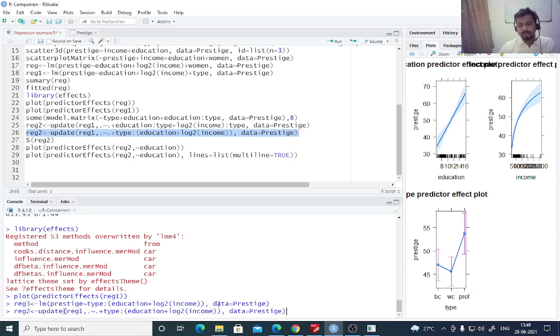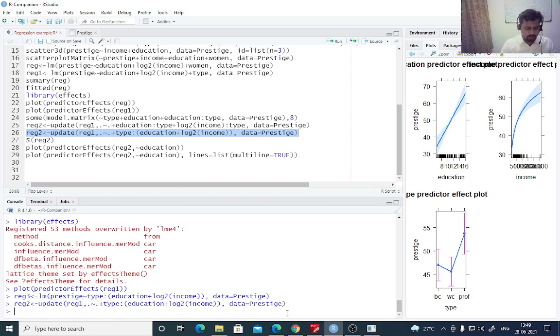Instead of running this regression again, what I can also do is call the update function. This update function updates an object which has already been run previously. So I update my regression 1, that is reg1, comma, dot, tilde sign, dot, plus, now I want an interaction term of type with education, type with log 2 income, and the data that I have is prestige. So if you run both the commands, you can simply say summary of reg2.